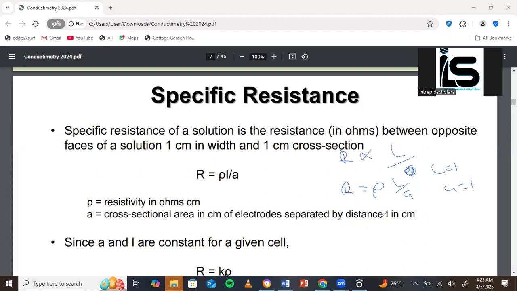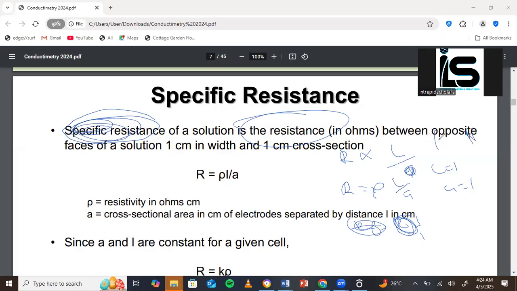Then the A is also equal to 1, such that if I put 1 over 1 here, R is equal to P, 1 over 1. 1 over 1 is 1. So now the resistivity here will be equal to the resistance. So we see the specific resistance or resistivity is the resistance when we have, for a solution, right?